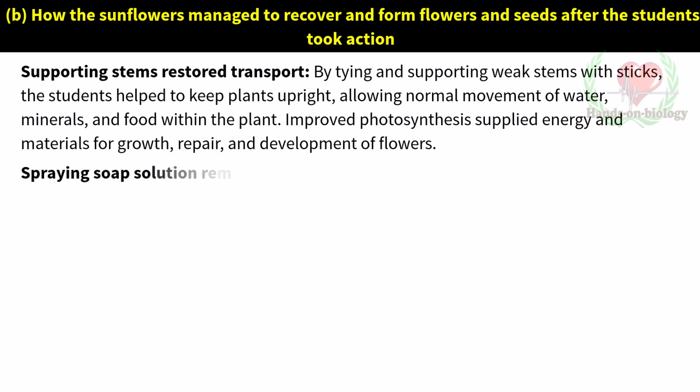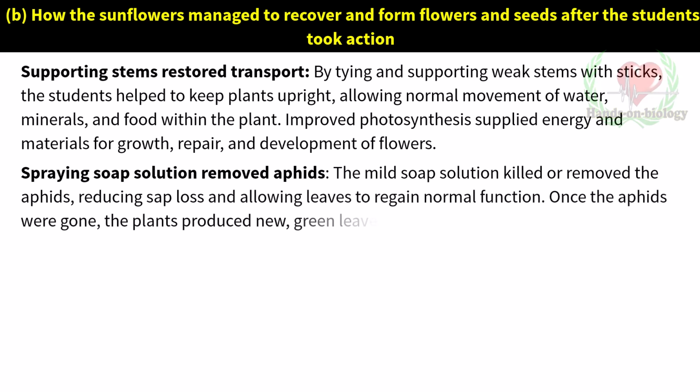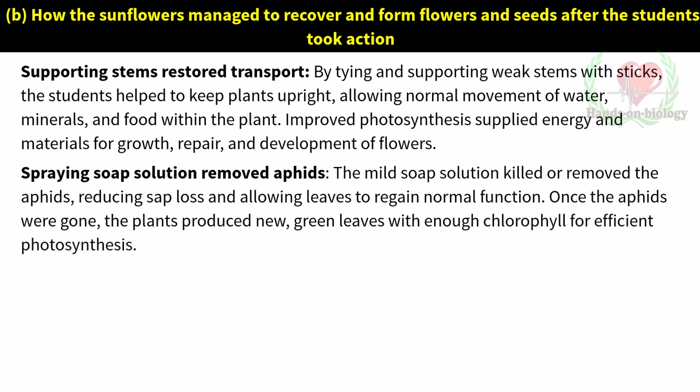Spraying soap solution removed aphids. The mild soap solution killed or removed the aphids, reducing sap loss and allowing leaves to regain normal function. Once the aphids were gone, the plants produced new, green leaves with enough chlorophyll for efficient photosynthesis.